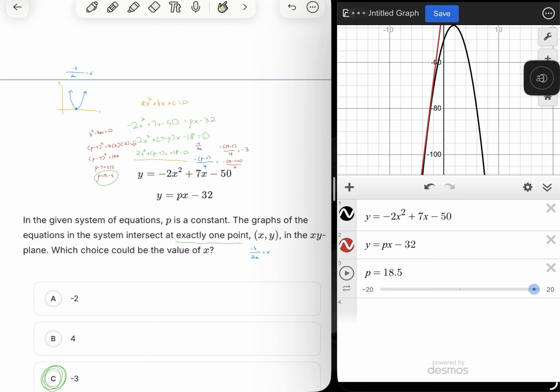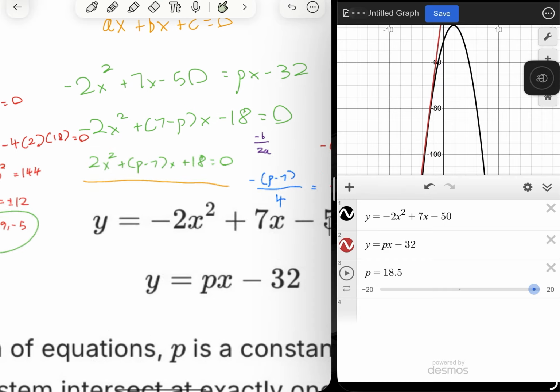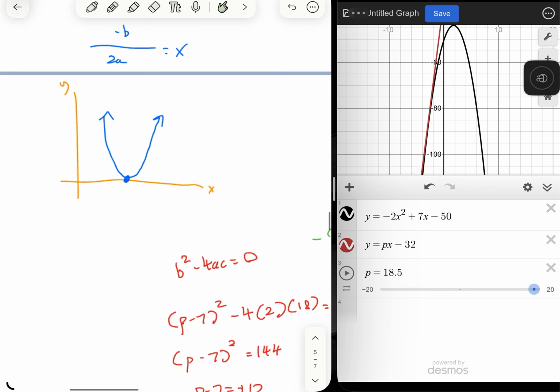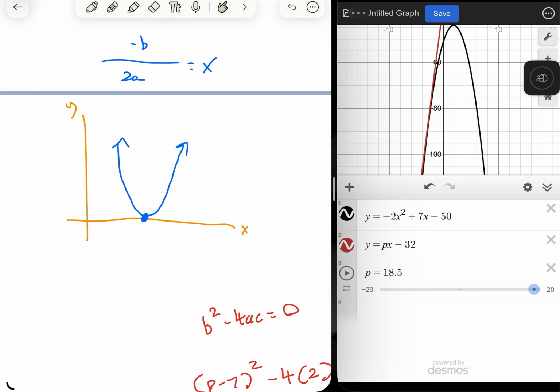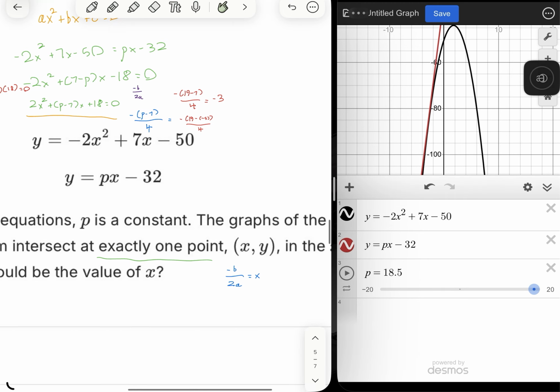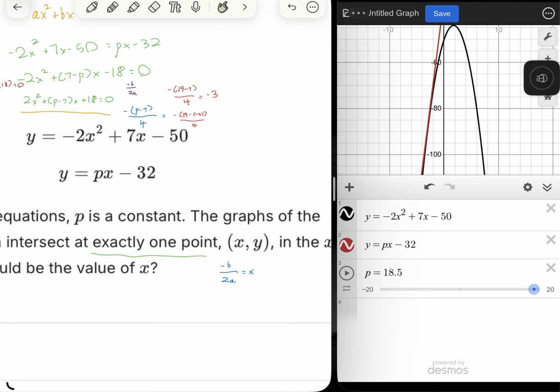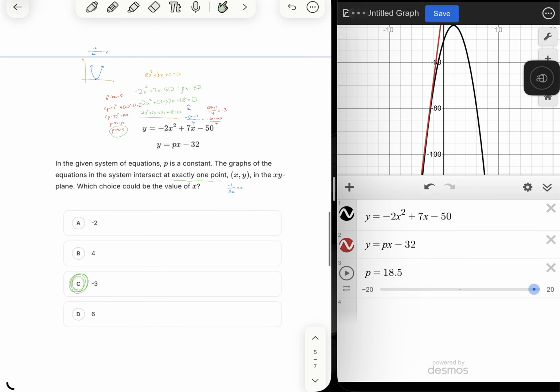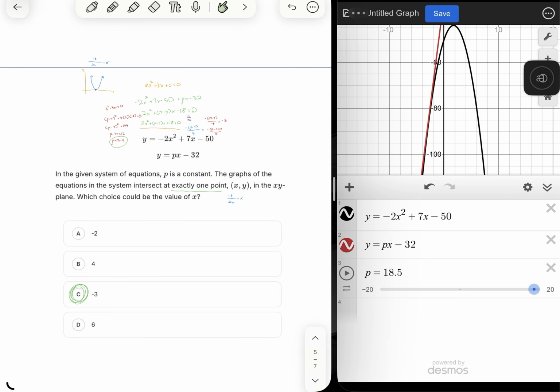And just to recap, what you do is you find the discriminant, set it equal to 0, and that gives you the value of p. And then what you realize is that the x coordinate you're looking for is just negative b over 2a. So you find negative b over 2a, which gives you the x coordinate, and that gives you the right answer. So hopefully that entire method made sense.